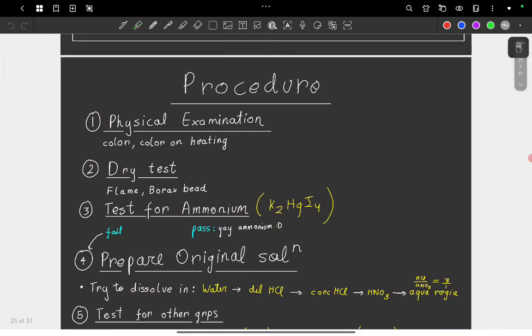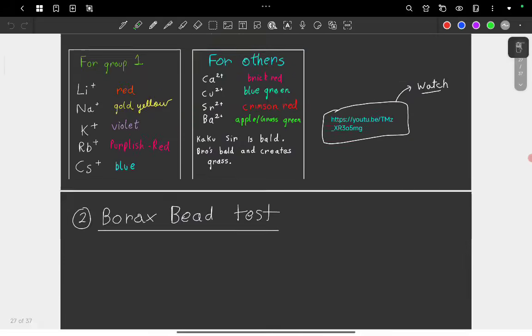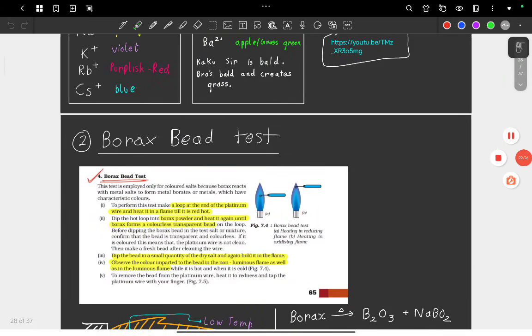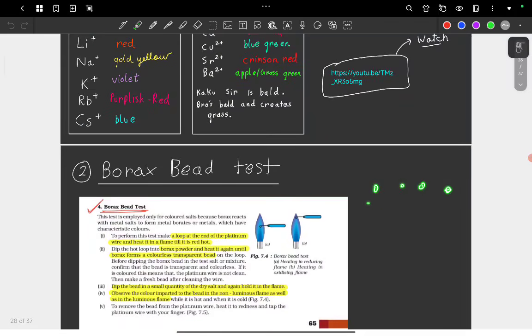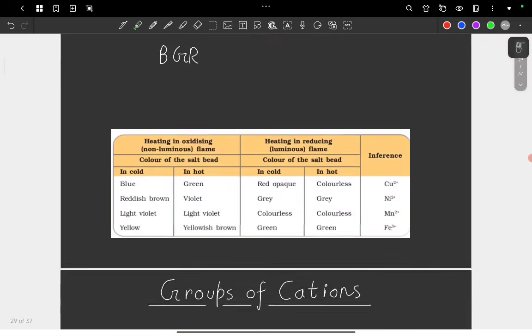Well, that was it about the physical examination and the dry test. Now we will learn further. And also, this will be a long session. It will be longer than most of my previous sessions because originally I was planning to do this session in three parts and maybe even four. But I decided to just say, nah, I'll do it in one part only.